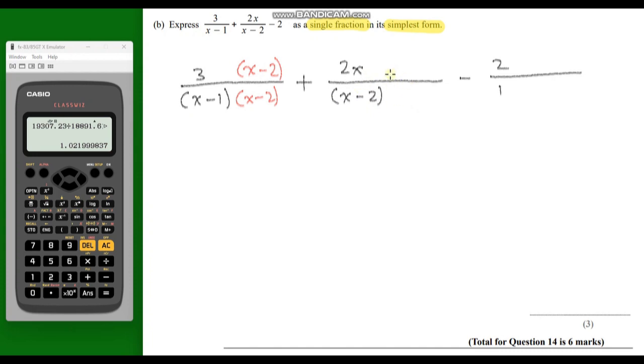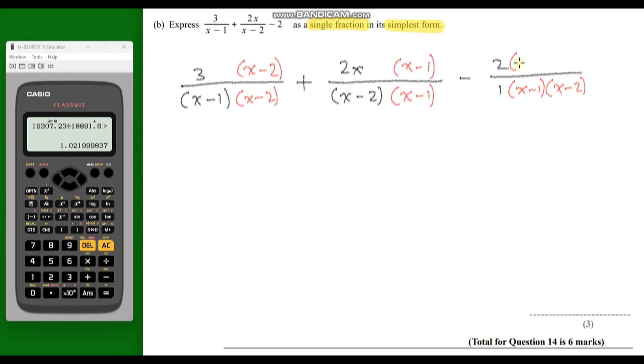I need to do the same for this fraction, so it needs to have an x minus 1 in. So I'm going to do x minus 1 on the bottom and x minus 1 on the top. And now for this fraction, well, it needs to have an x minus 1 and an x minus 2. So it needs to have x minus 1 and x minus 2.